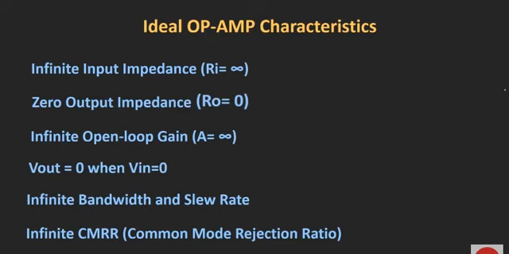But if you see any practical op-amps, they have a finite input as well as output impedance. Generally this input impedance is in the range of mega ohms, while the output impedance is in the range of a few ohms. Similarly, the open loop gain of the op-amp is not infinity, but it is in the range of 10 to the power 5 to 10 to the power 6. Likewise, for practical op-amps, whenever the input is equal to 0, at that time also you will get some output at the op-amp, generally in the range of a few millivolts. That is known as the offset voltage, and we will talk more about it in a separate video.